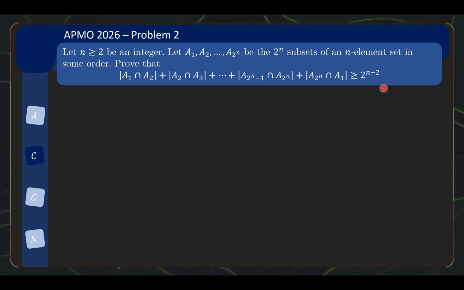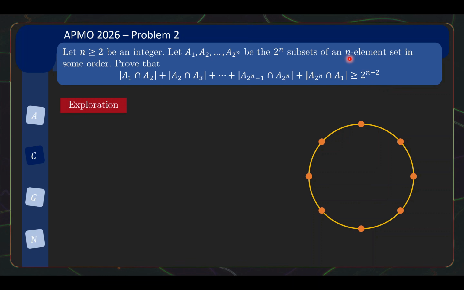Okay, let's digest what this inequality is saying with some exploration. So basically you have an n element set. When you have an n element set, there are 2^n ways to form subsets of it, right? From the empty set all the way to the complete set itself. So let's say I arrange these subsets in some order: a1, a2, until a_{2^n}.